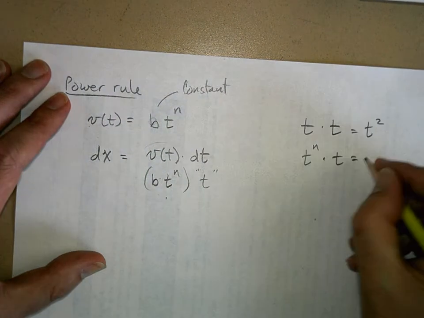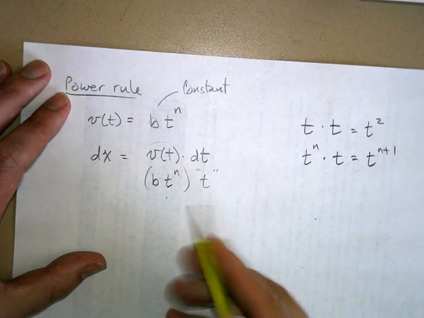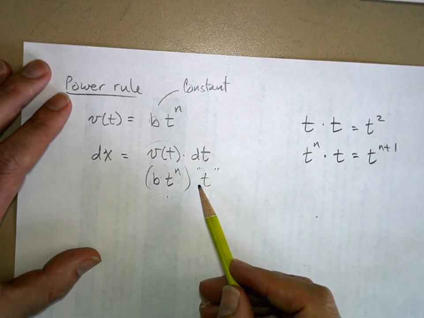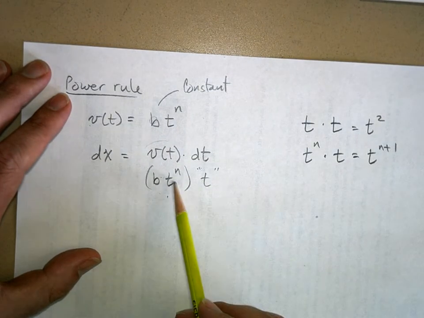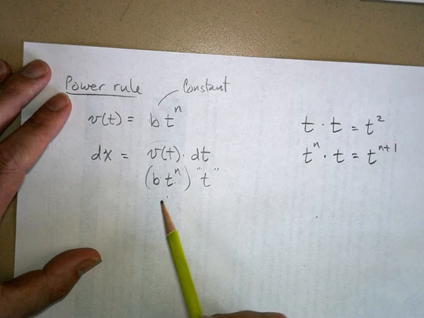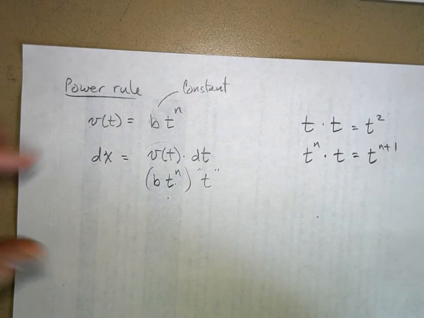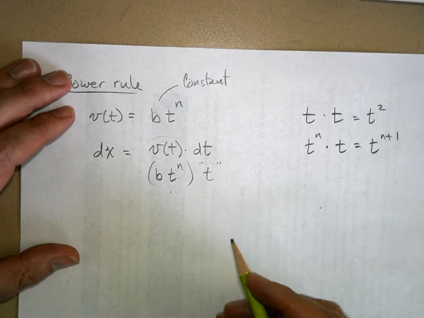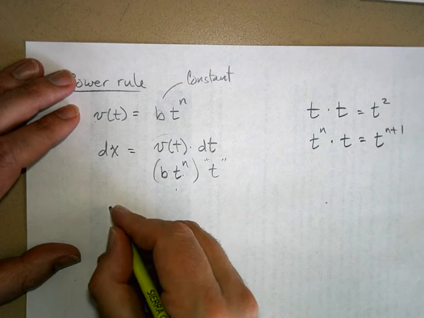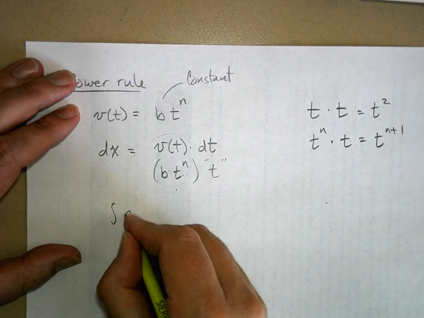T to the n plus 1. And that's really what you're doing here. You're taking some function of time and you're multiplying it by time again. So what are you going to do to the exponent? You're going to add 1 to it. That's what's going on.